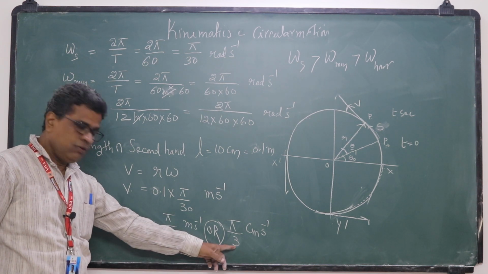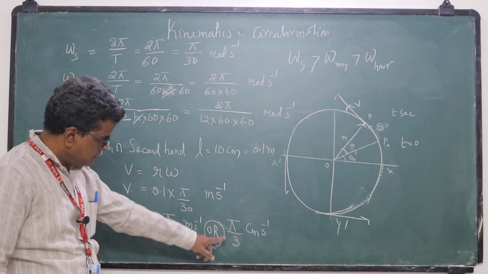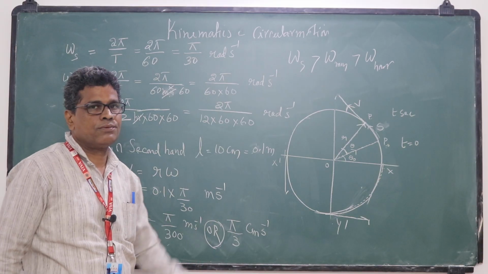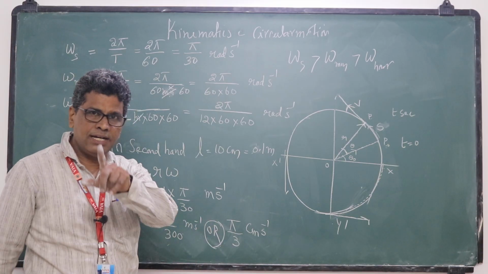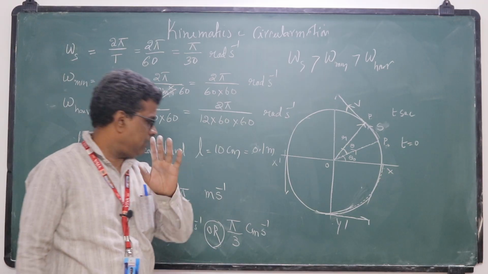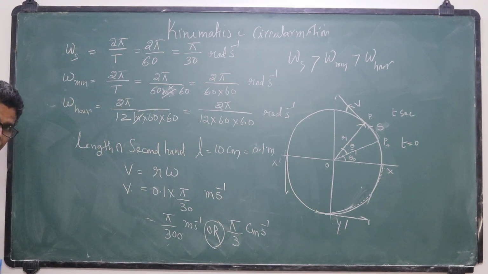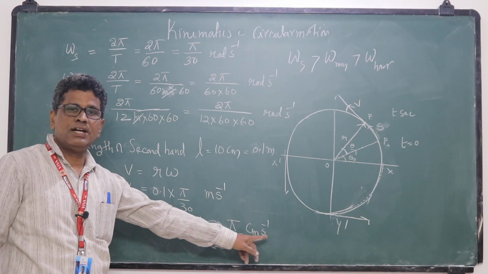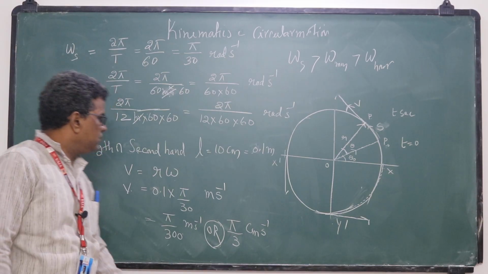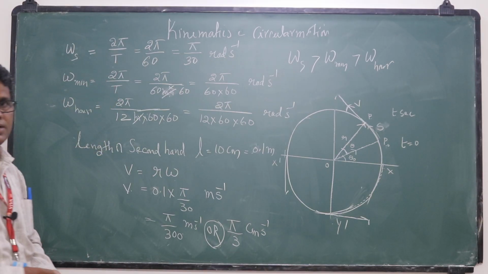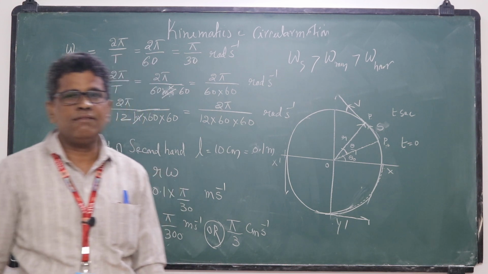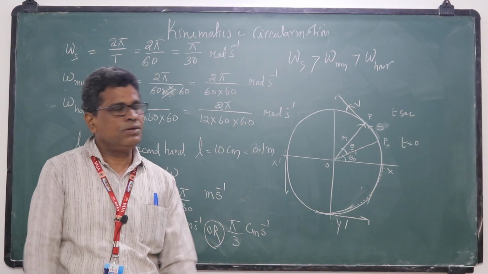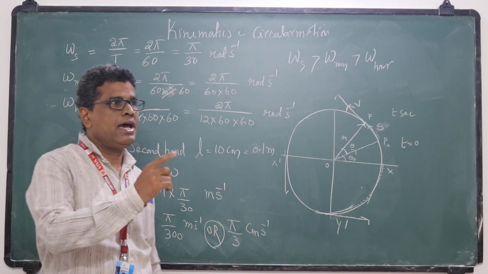So pi is 3. If you want to simplify further, instead of pi you take it as 3.14. Okay, 3 by 3, nearly you will get 1 centimeter per second. Clear? Pi is 22 by 7. You substitute that value, you will get nearly 1 centimeter per second. So these are a few examples to understand the relation between linear and angular velocity, and how to calculate linear velocity. I explained with the help of these examples.